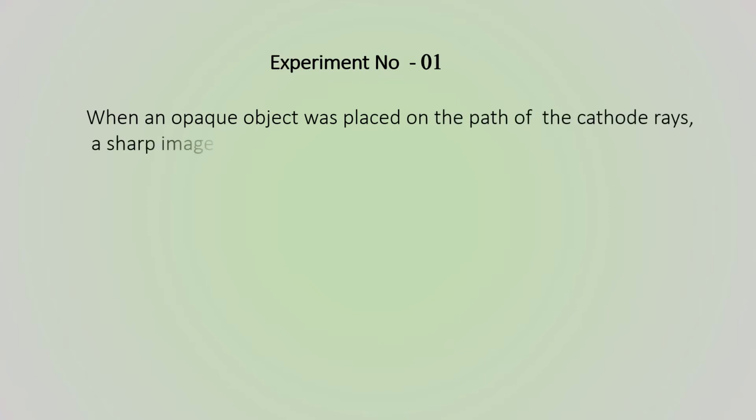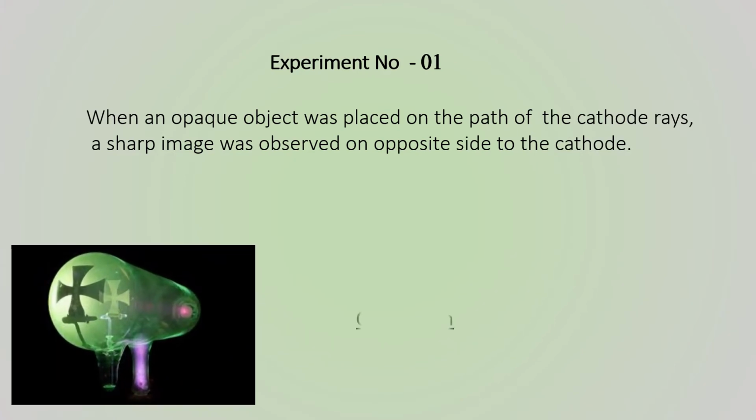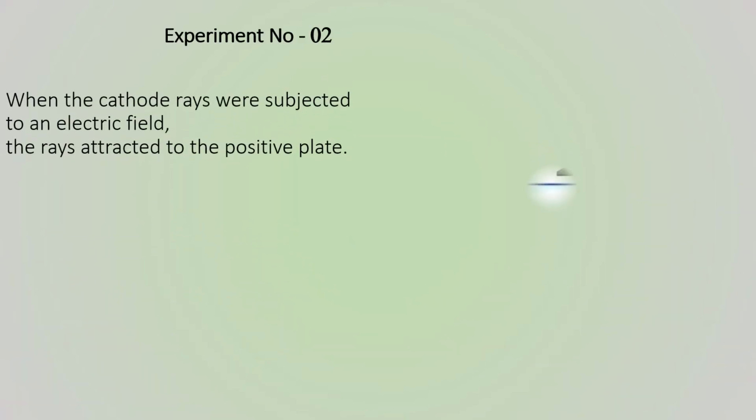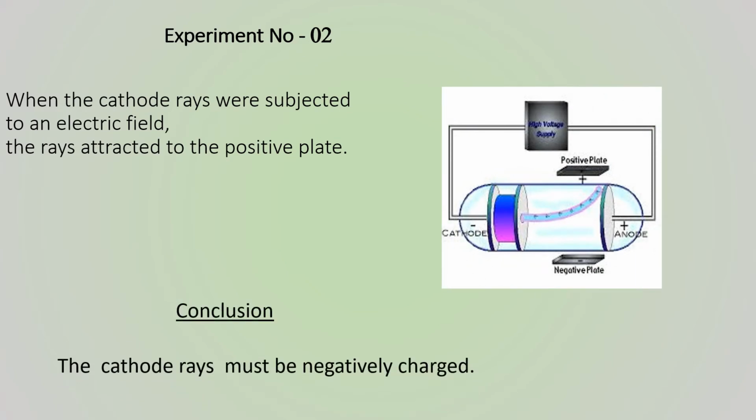Experiment number 1. When an opaque object was placed on the path of the cathode rays, a sharp image was observed. The cathode rays travel in straight lines. Experiment number 2. When the cathode rays were subjected to an electric field, the rays were attracted to the positive plate. Conclusion: cathode rays must be negatively charged.